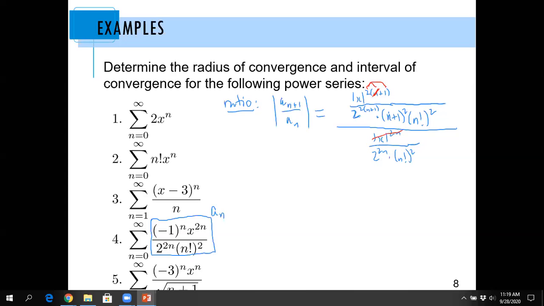Now what about the 2 to the 2n? Those cancel, right, for the same sort of thing. This 2 kind of distributes in here. And what are you left with? Just 2 squared, which is 4. Okay? And these guys cancel completely. Okay? So what am I left with? Yeah, absolute value of x squared over 4.